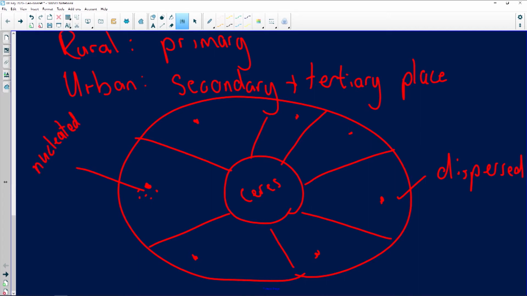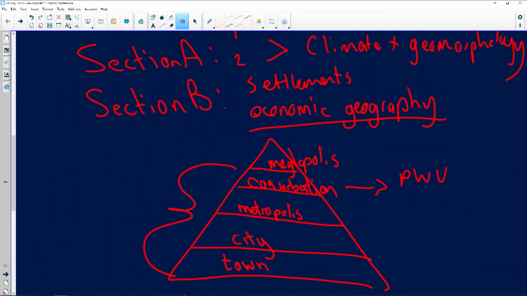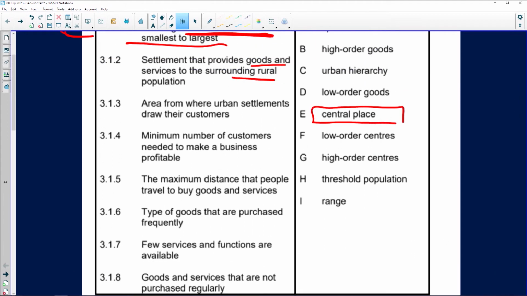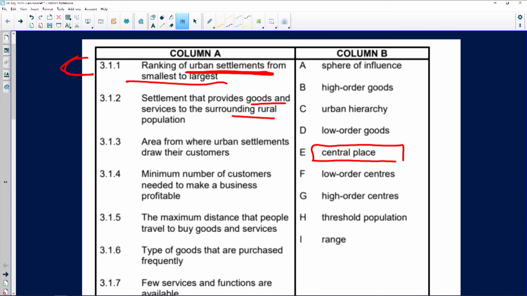Okay, just a small tip I've added to this question. Now, if you look at our next question, I just want to write down next to 3.1.2, a settlement that provides goods and services to the surrounding rural population is known as a central place town. And the correct answer will be E. Now, question 3.1.3 states an area from where urban settlements draw their customers.